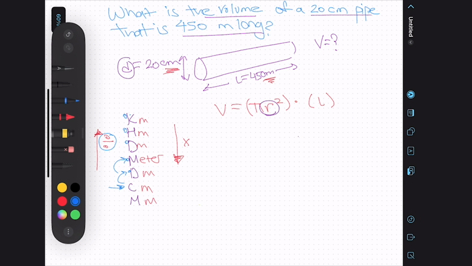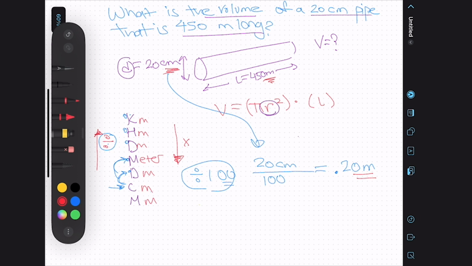So this is a really good trick that you can use whenever you're trying to convert units. So back to the problem. Again, we're going from centimeter to meter. We're going up once, twice, so that's 2 zeros, and we're going up, so I know that I'm going to have to divide. So I'm going to convert that right away. So I'm going to go 20 centimeters divided by 100, and we are going to get 0.20 meters.